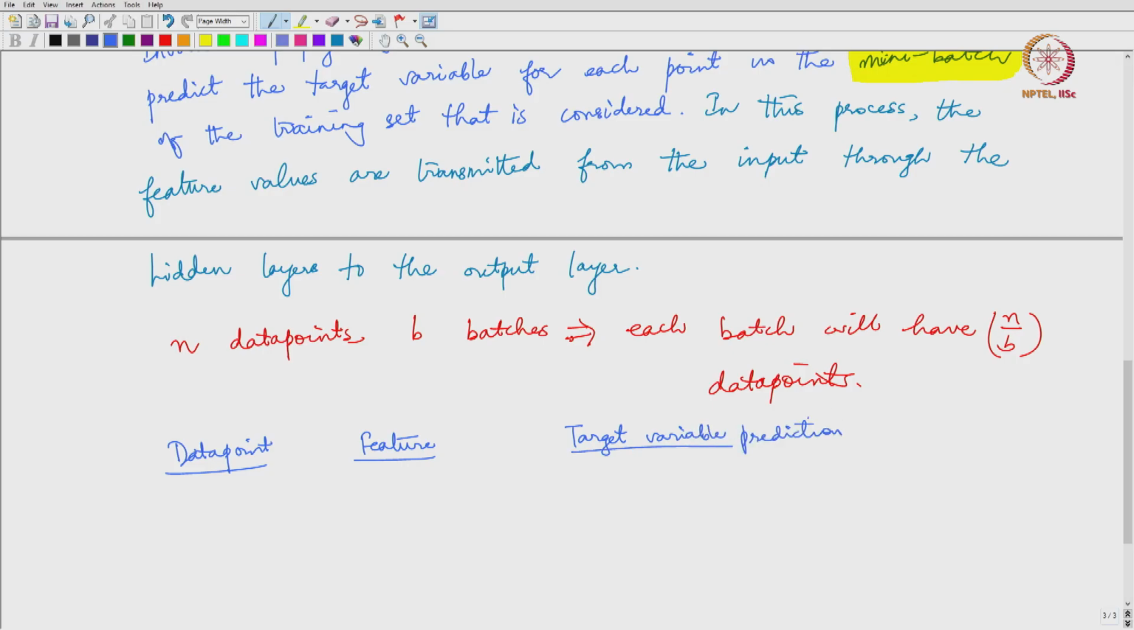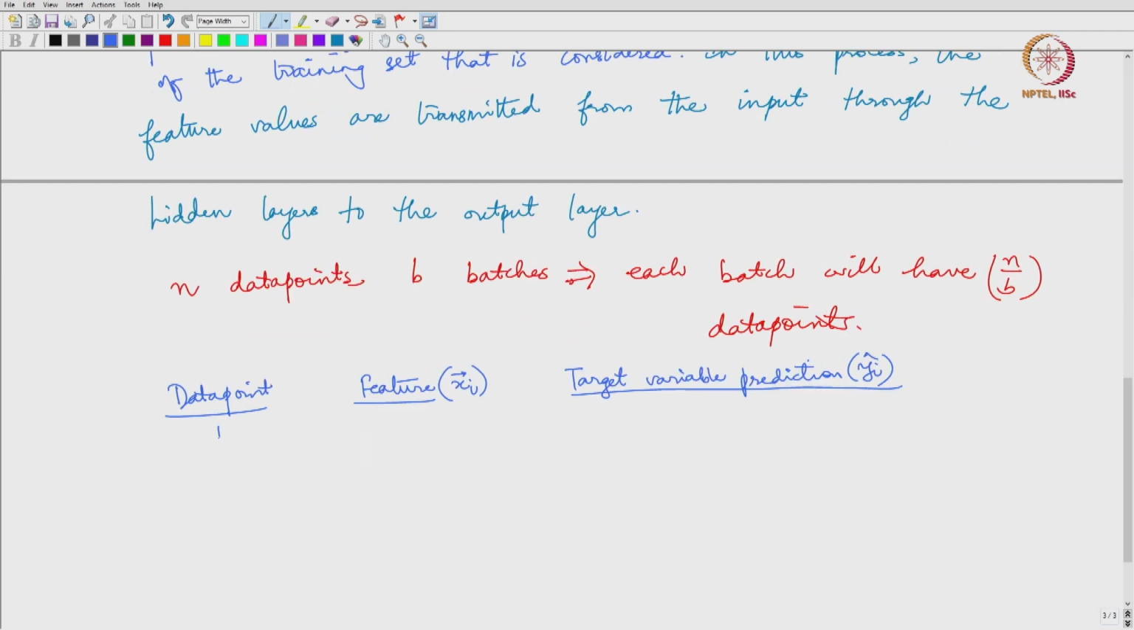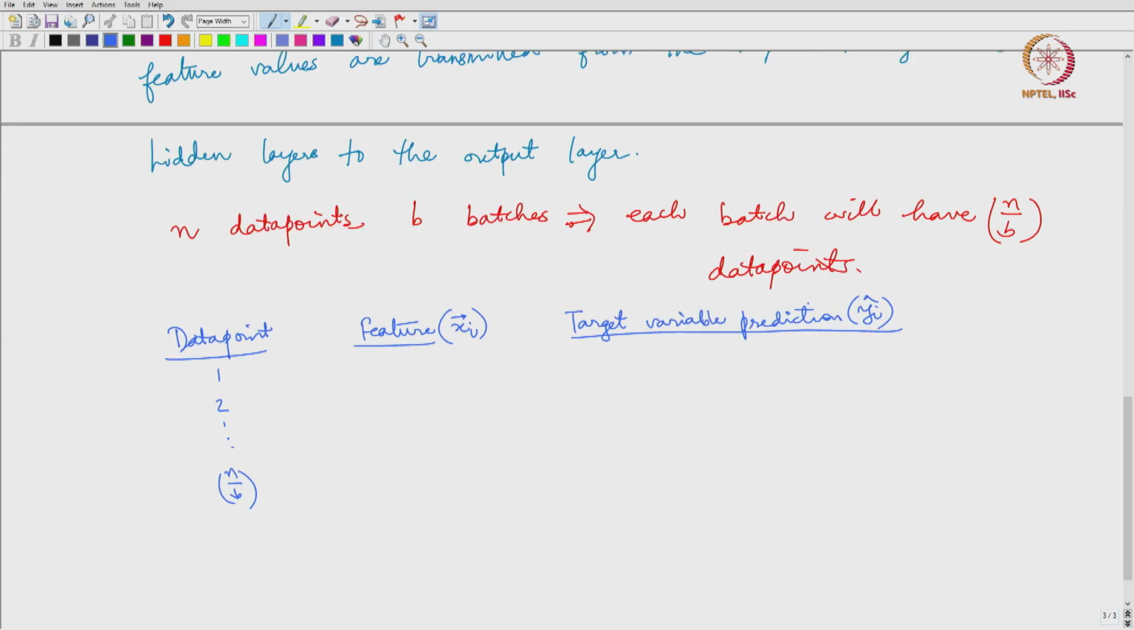So, this let us denote as yi hat. The features you already know: it is a feature vector for the ith data point, and you will have to do it for all the data points in your current mini batch. So, this whole table will have to be filled out. You will have the feature vector and the target variable prediction, and this is done for each point in the current mini batch.